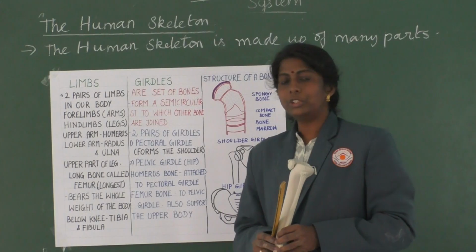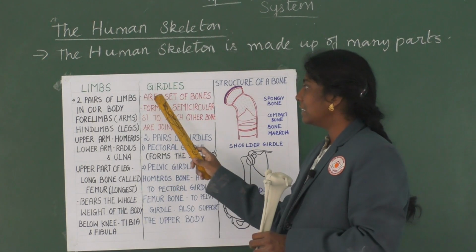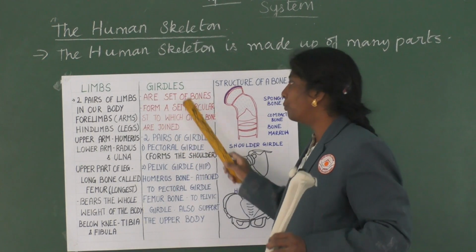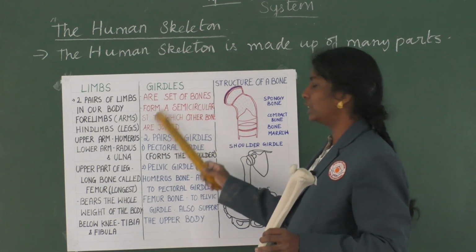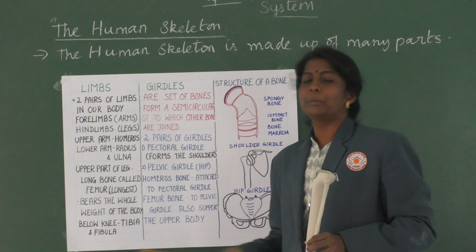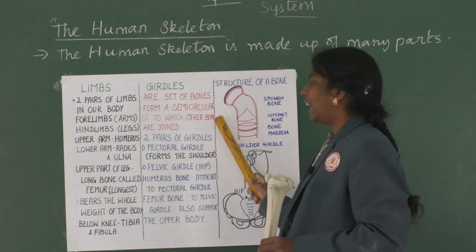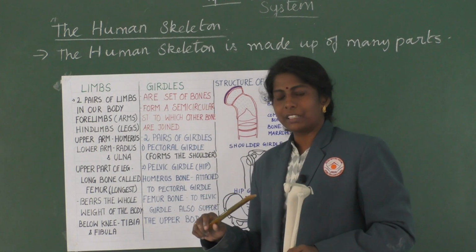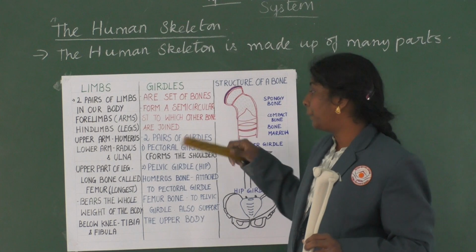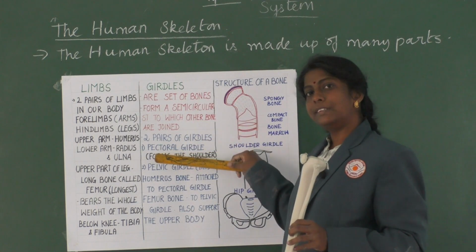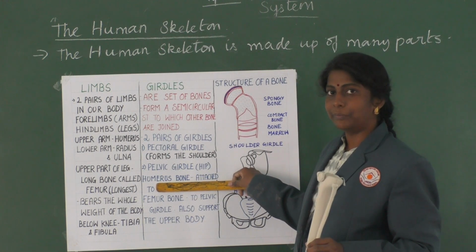Clear? Now children, about the girdles. They are nothing but a set of bones which form a semicircular structure, to which other bones are joined. So we have two pairs of girdles. The first one is pectoral girdle. Another one is pelvic girdle.